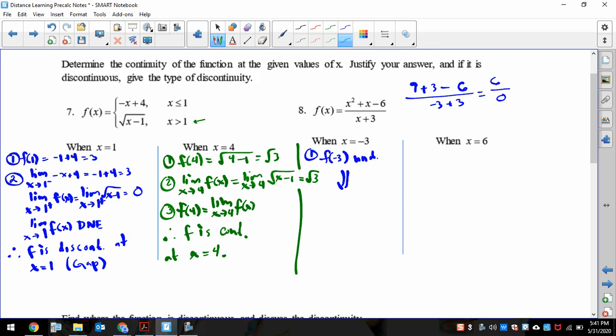So this implies f is discontinuous at x equal negative 3. And the type of discontinuity: because it's undefined, and notice what we are getting here, we have a number over 0, and just like our limits, that implies we're on a vertical asymptote. So this is going to be infinite.